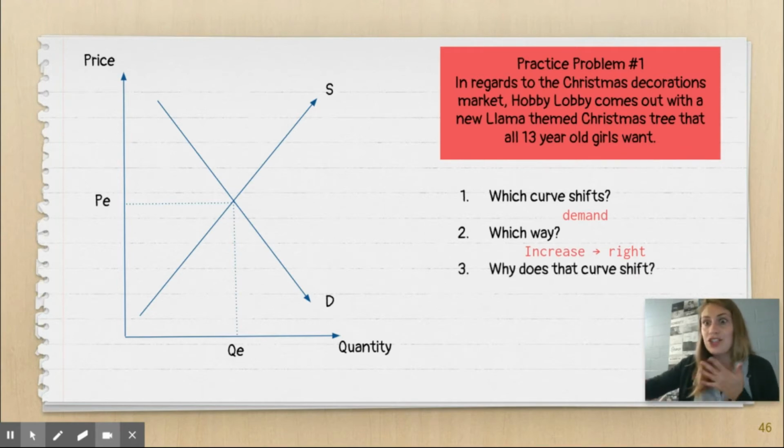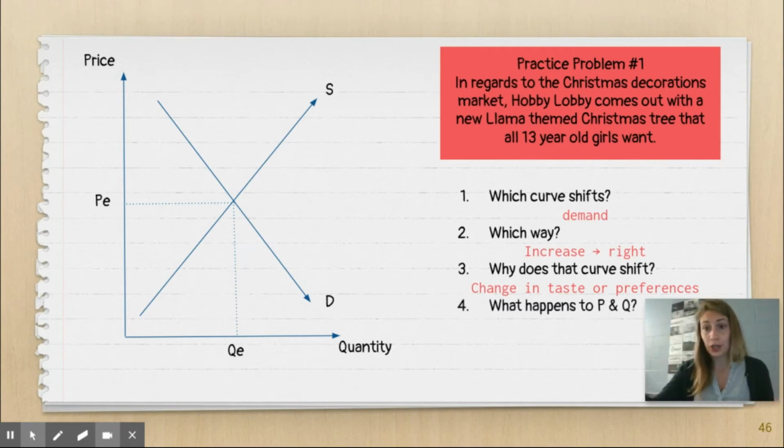So why does that curve shift? Think about it. Think about the reasons that would cause our demand line to shift. In this instance, this llama-themed Christmas tree becomes popular, right? It's endorsed. Everyone wants it. So for here, it is a change in taste or preference, right? That is the reason for our shift.